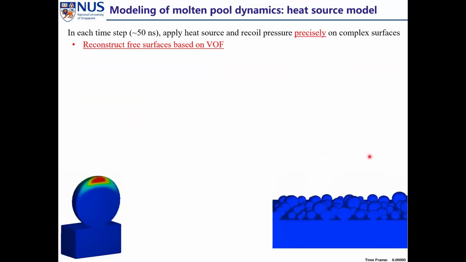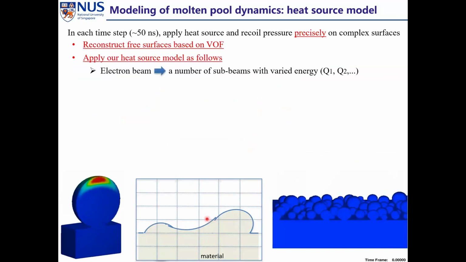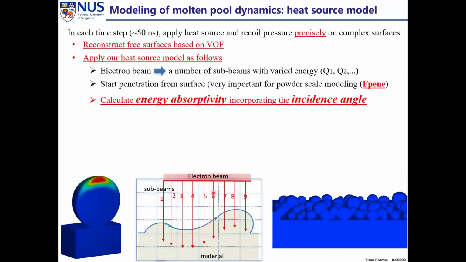Then we implement this model into metal scale, which is in powder scale. So we first reconstruct the free surfaces, and then we divide the laser or electron beams into a lot of rays. Based on the local incidence angle, every location the incidence angle will be different, and the energy absorptivity will be different.